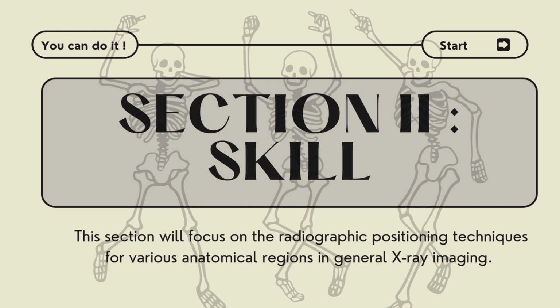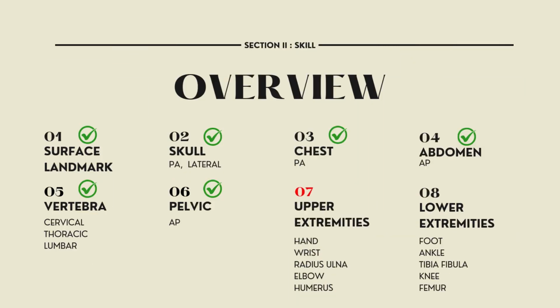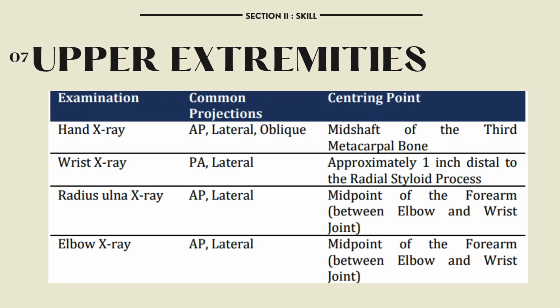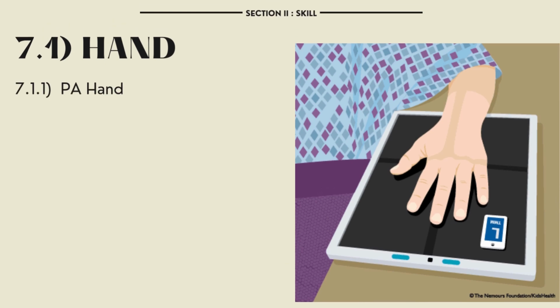Hi and welcome to part 3 of section 2, where we will cover upper extremities projection that consists of hand, wrist, radius ulna, elbow and humerus. So we start with the PA hand.